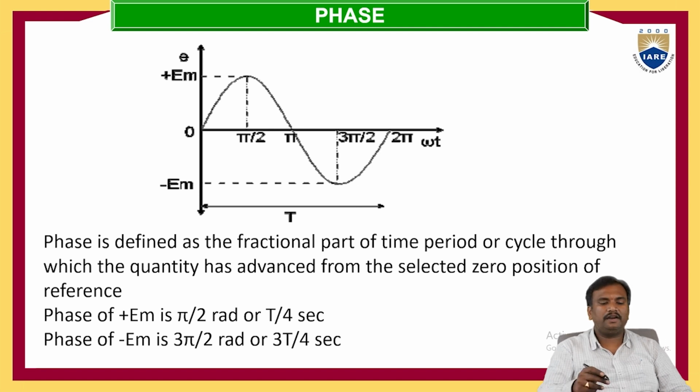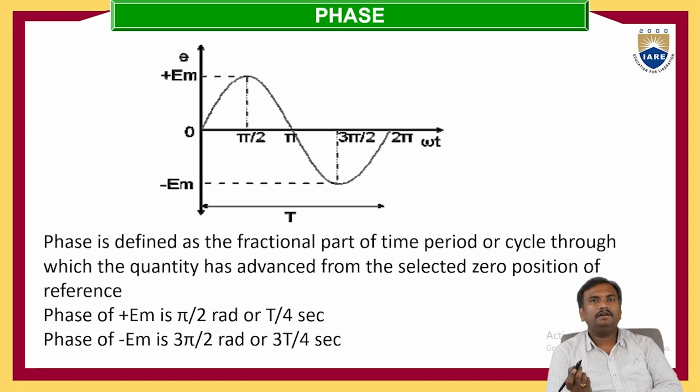Here the phase is defined as the fractional part of the time period or cycle through which the quantity has advanced from the selected zero position of reference. This is another way of defining it, but it shows the same representation, where phase is the fractional part of the time period or cycle through which the quantity has advanced.